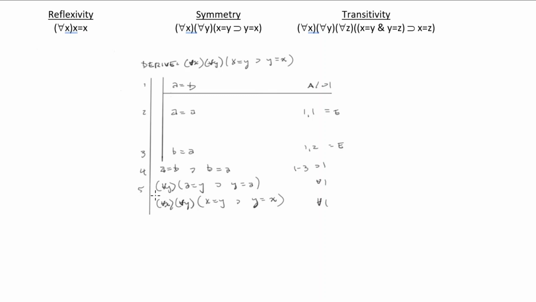And then on line 4, we take line 4 as input for the first application of universal introduction, and line 5 as input for the next application of universal introduction. And that ought to be line 6. So there is the proof of the second property of identity, symmetry, that it is a theorem. We prove it by first proving the conditional and then doing universal introduction on that two times. Okay, so next let's look at that proof for transitivity.